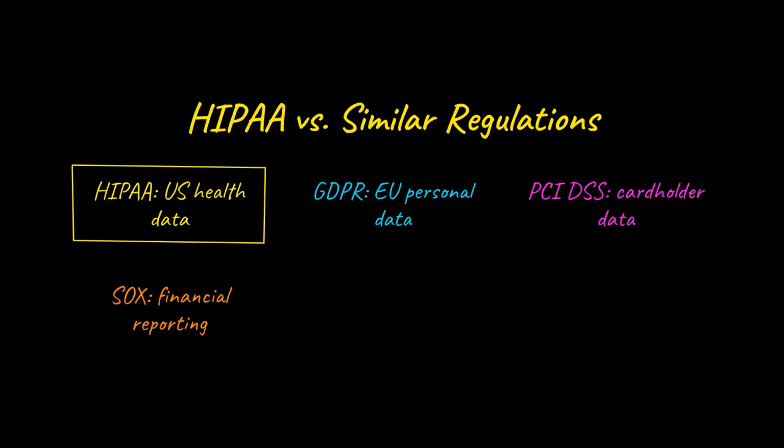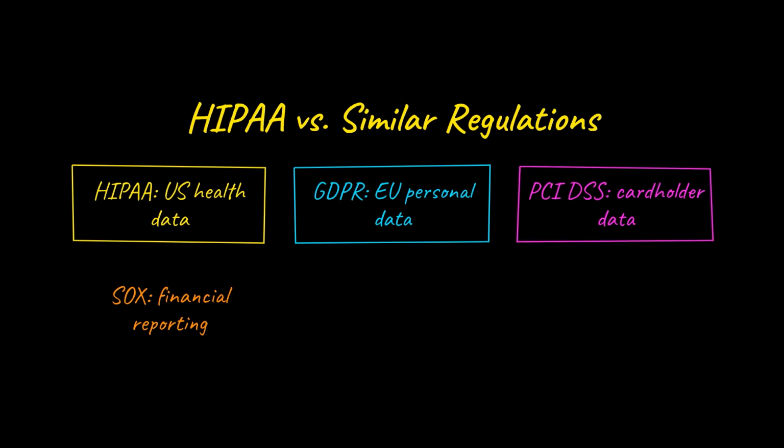HIPAA is frequently confused with three other major regulations. GDPR covers personal data of EU residents broadly. PCI DSS applies to cardholder payment data. Sarbanes-Oxley governs financial reporting at public companies. HIPAA alone is the uniquely U.S. federal regulation for health information privacy and security.